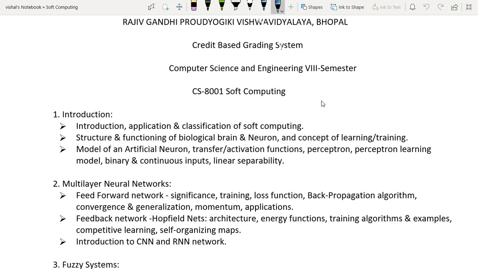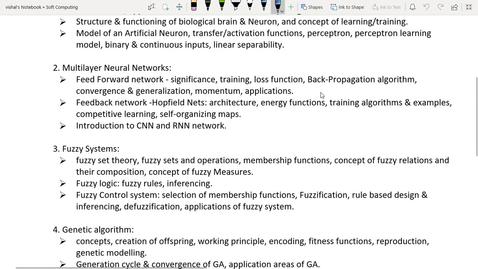The second topic is feedback network. It's the opposite of feed forward network, as it seems like, what we'll see once what exactly it is, then we'll come to know about what feedback network is. Then we have lastly introduction to convolutional neural network and recurrent neural network. These two are the parts of ANN, that is the artificial neural network.